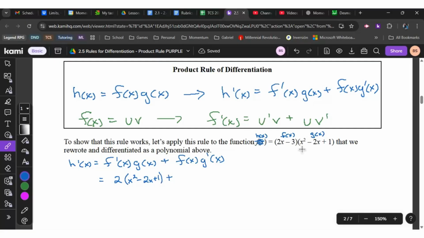And the minus 3 goes away. And what's the derivative? So hang on, let's do f first. So f is going to be 2x minus 3. Make sure you put parentheses. Now g prime is the one that's a little bit trickier. We got to do that.